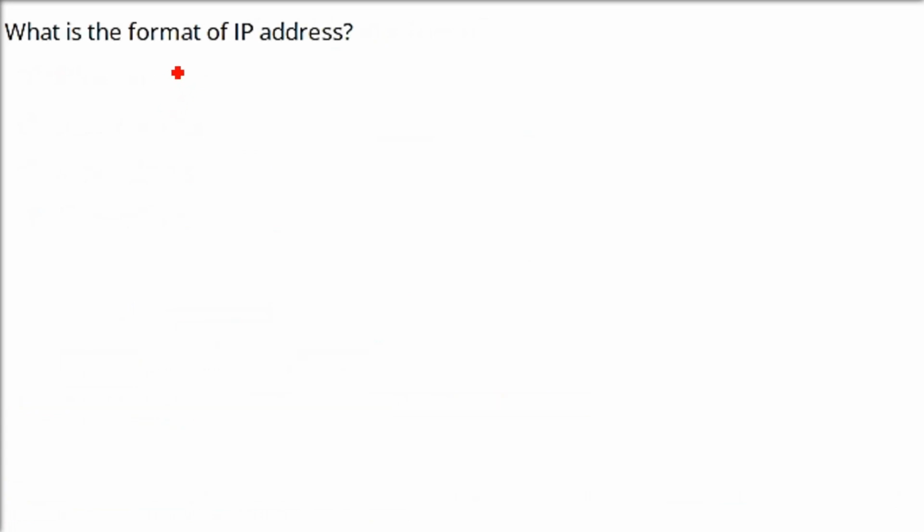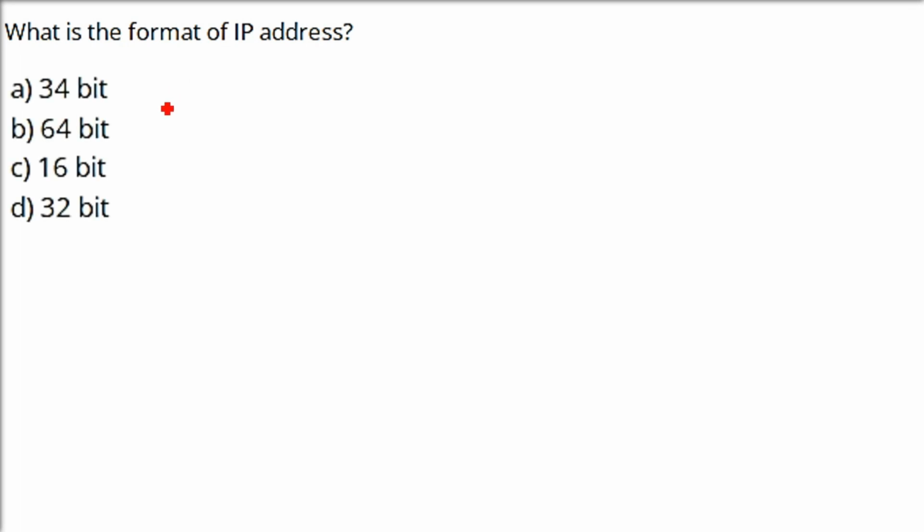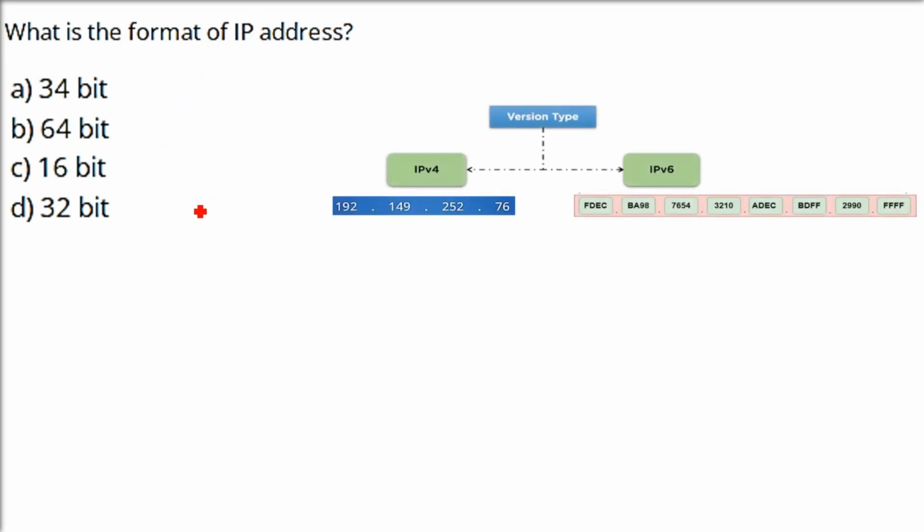What is the format of an IP address? See, the IP address format, because there are two versions actually. So what is the question? The options are such that the answer will be 32, because there is no option of 128. So you can only go with 32-bit.